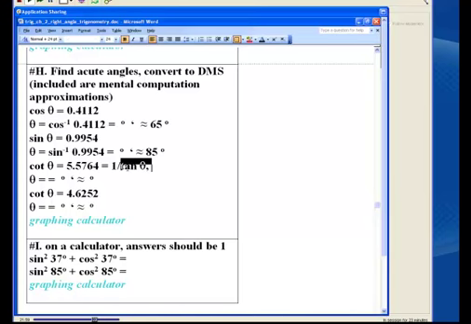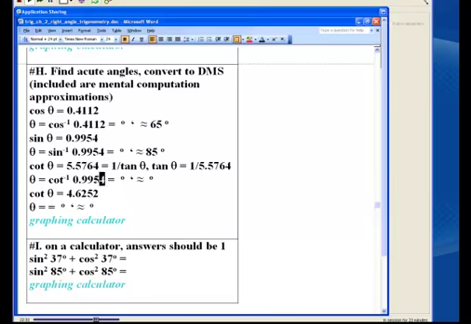So tangent theta is going to be 1 divided by that number. Here we go. And therefore, theta is going to be the cotangent, the inverse cotangent of that number. So let me see if I can write this down here.